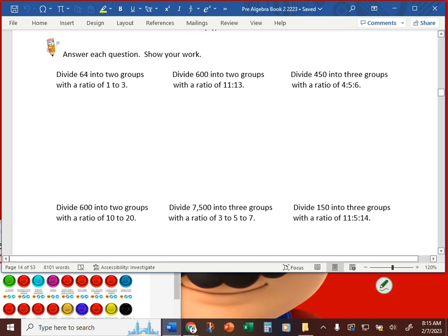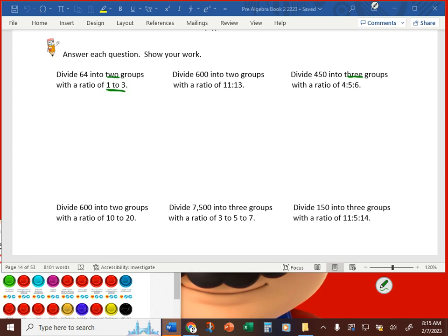Divide 64 into two groups with a ratio of 1 to 3, okay? And it's not a coincidence that we're dividing into two groups, and there are two parts here. Later on in the third question, you see that we're dividing something into three groups, and there are three parts there. There's a direct connection there. This is similar to the question on our ratios page where there were 30 kids in a class and the ratio of boys to girls was 1 to 3. We figured out how many boys and how many girls are in the class. That's essentially what we're doing here.